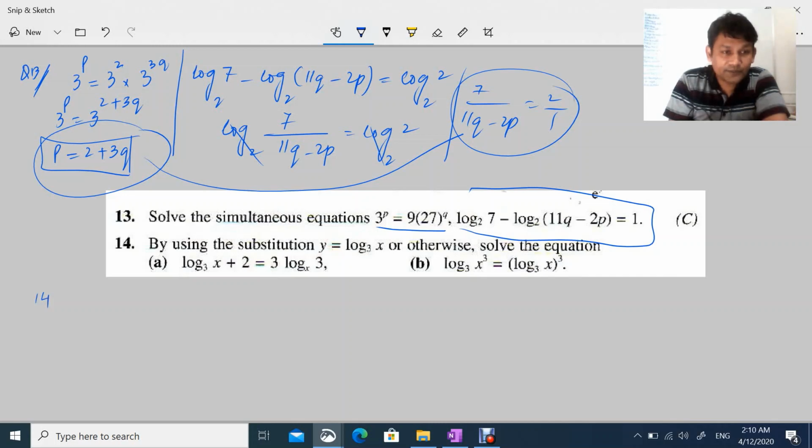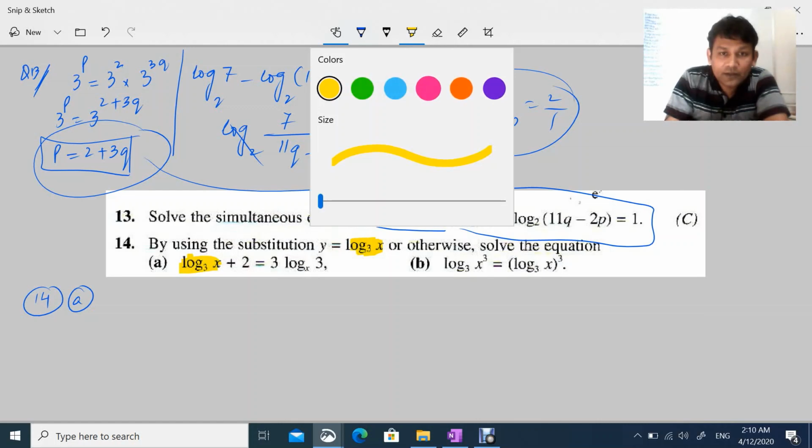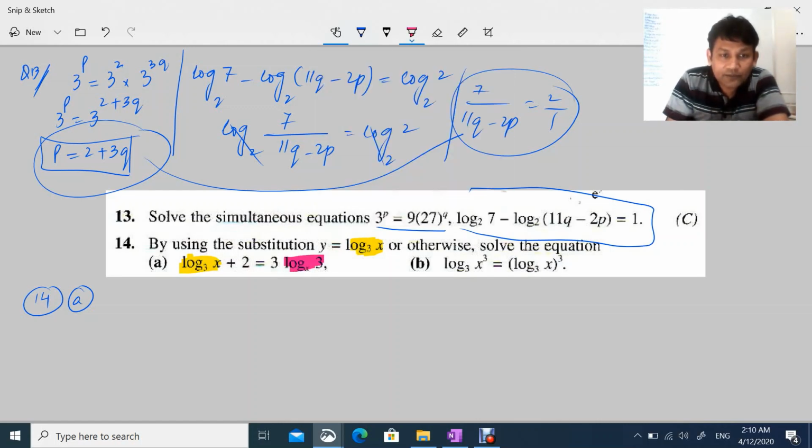Question 14 part A. This is base 3, and here it is given that log base 3 of x is y. It means we need base 3 here. Base 3 is our target. This one is base 3, so it is equal to y, but this part is not base 3, and this part is not base 3 either. So what I can do is convert into base 3.